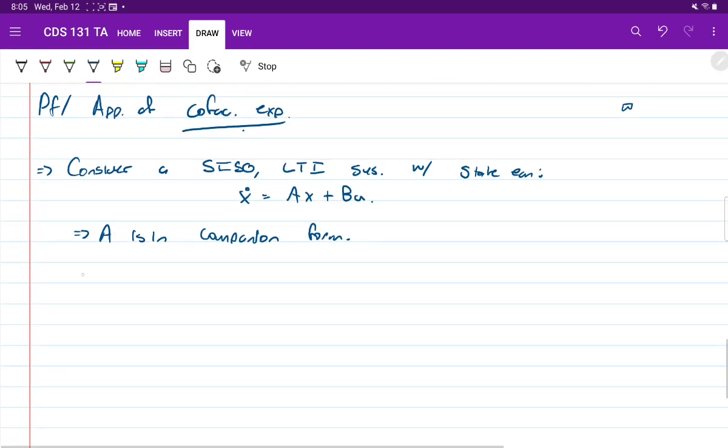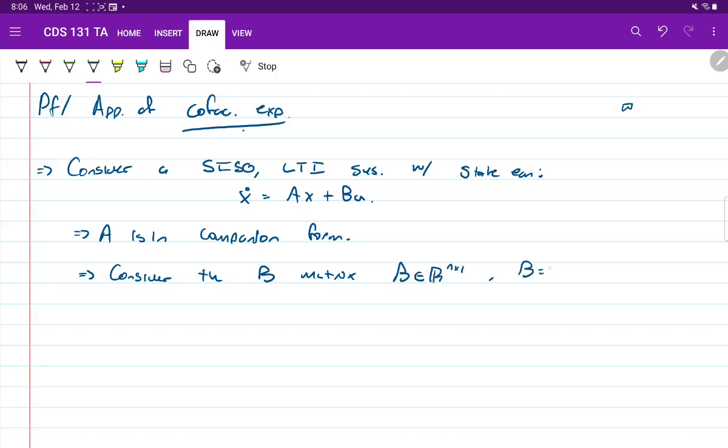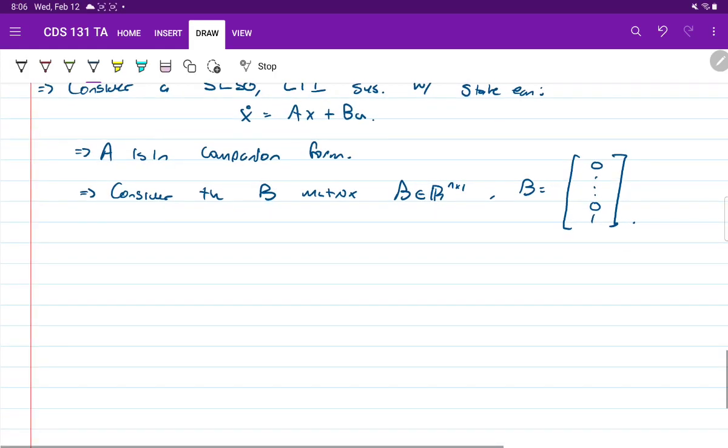So what I'm going to do is say, consider the B matrix B in R^(n by 1), since we're SISO, and it's going to have zeros everywhere, but in the last entry, we'll have a 1, okay? So how is A plus BK computed for such a matrix?